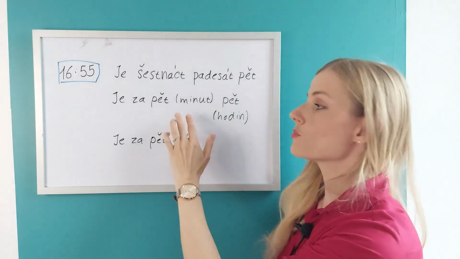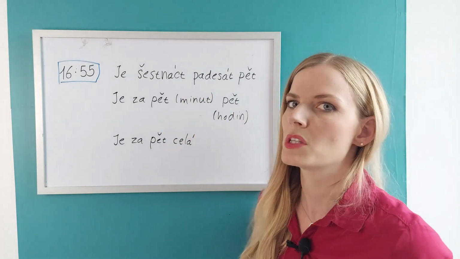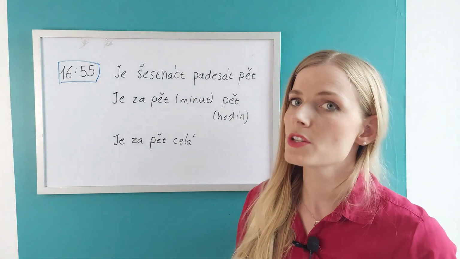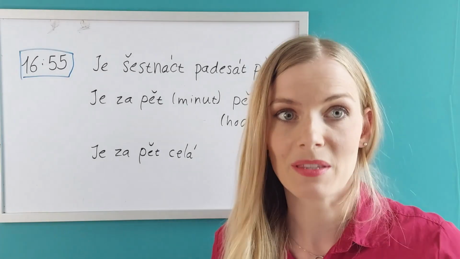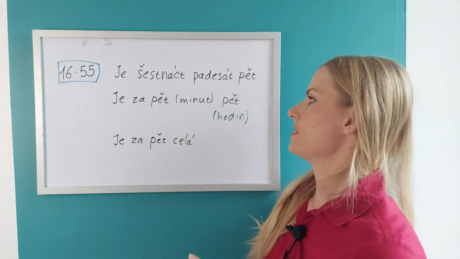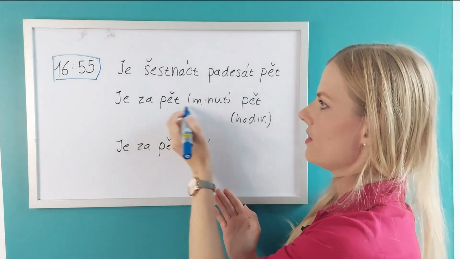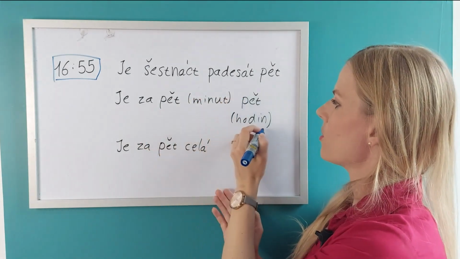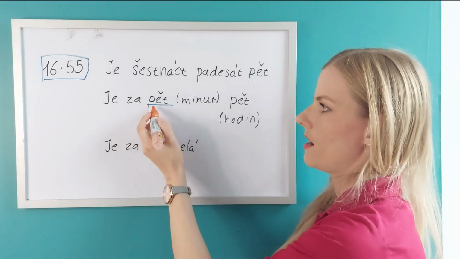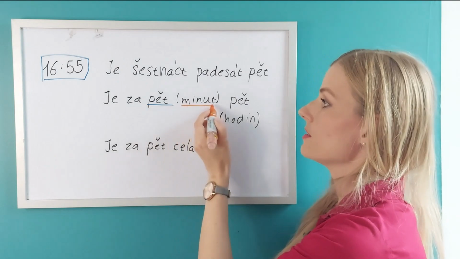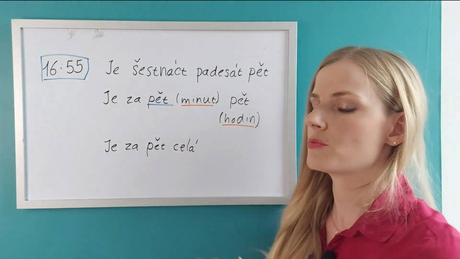And again, these words in parentheses are not typically said, maybe on the radio, but I would just say je za 5 5. It is 5 in 5. Literally, it is in 5 minutes 5 o'clock. Za 5 minut, the accusative case, the genitive plural, and here genitive plural too.